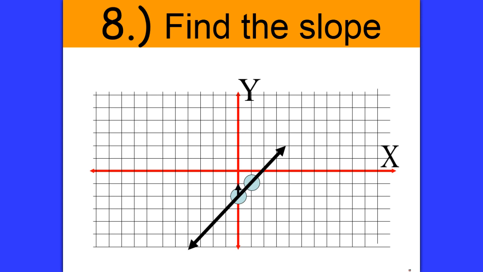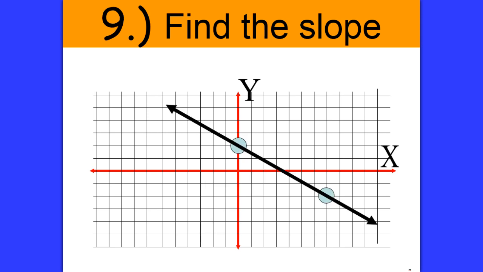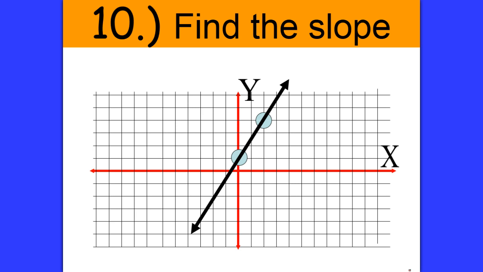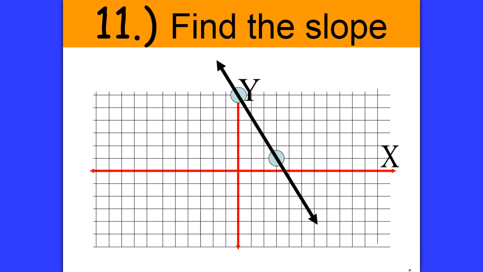Number 8, went up 1, right 1. 1/1 is 1. Number 9, went down 4, made a turn, went +7. That's -4/7, because you have negative over a positive, -4/7. Number 10 goes up 3, goes right 2. The slope is 3/2. Last one goes down 5, goes over 3. That slope is -5/3. And that's pretty much the lesson for today.